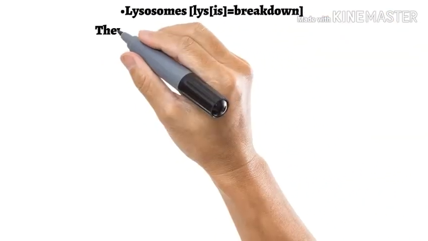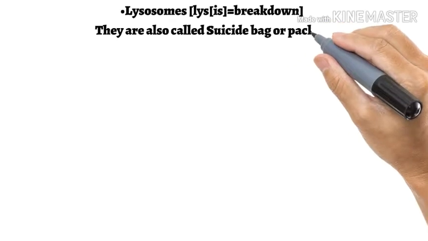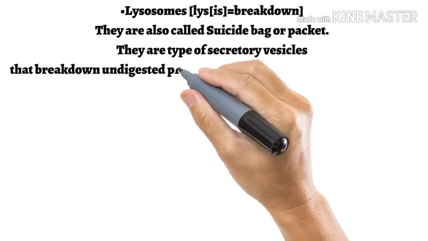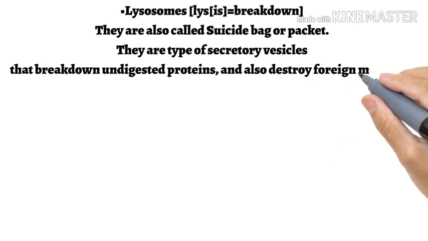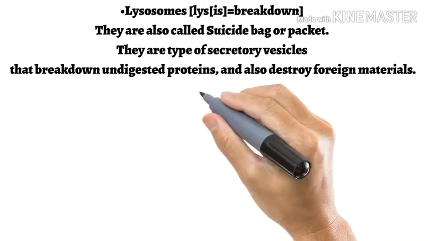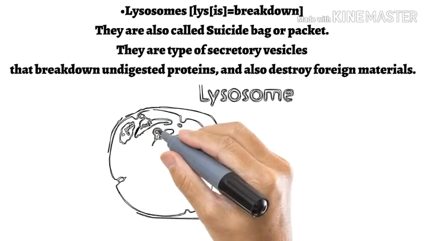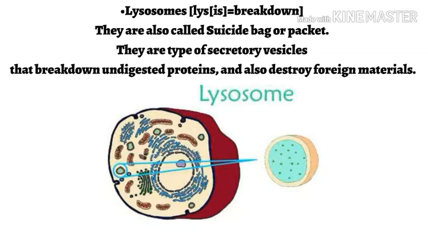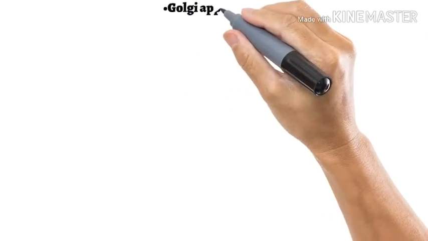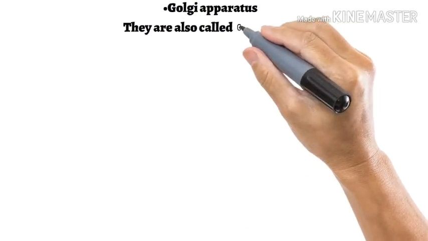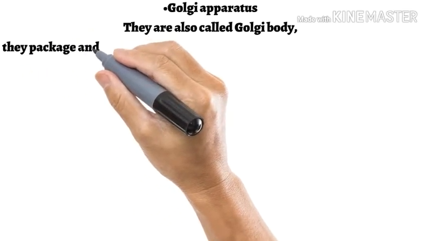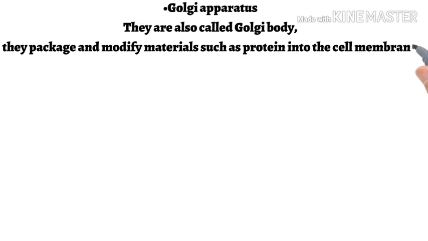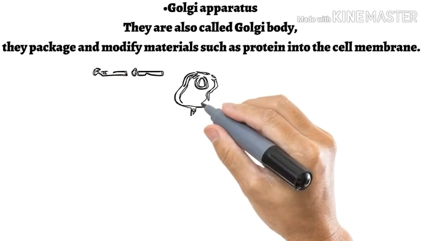Lysosome. The word lysis means breakdown. So therefore, these organelles are also called the suicide bag or suicide packet. They are a type of secretory vesicles that break down undigested proteins and also destroy foreign materials. Golgi apparatus. They are also called Golgi body. They package and modify materials such as protein into the cell membrane.